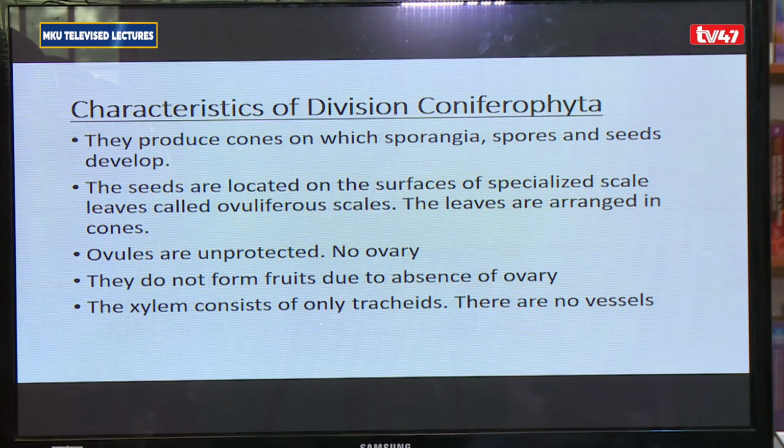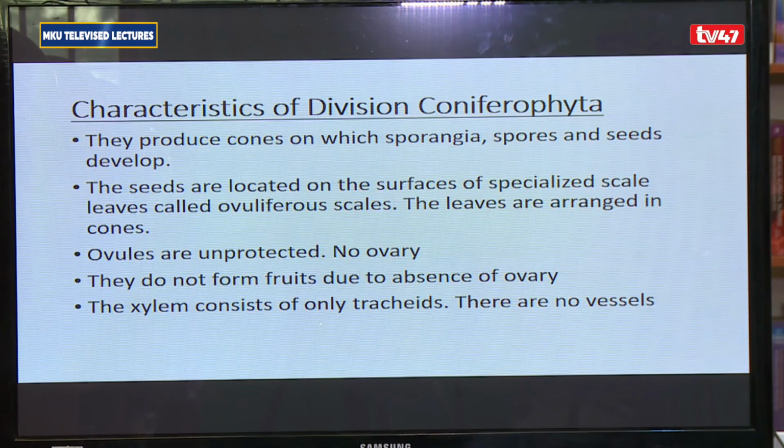Now for these seed-bearing, non-flowering plants, their outstanding characteristics: one, they produce cones. Basically they have got scale-like leaves, and then the scale-like leaves are arranged to form cones. So for that reason, we talk about the Coniferophyta producing cones. And on these cones, comprising of the scale-like leaves, is where we tend to find the sporangia, that is where we tend to find the spores, that is where we tend to find the seeds attached on the cones.